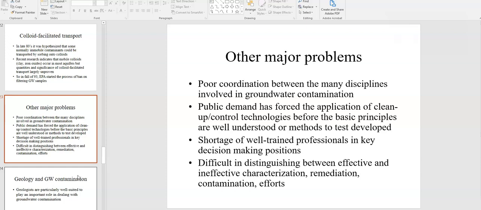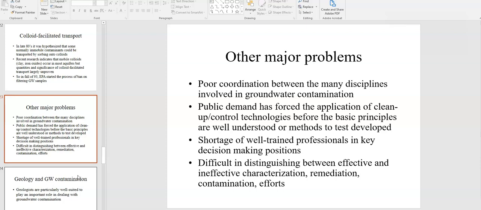Public demand has forced the application of cleanup technologies before the basic principles are well understood. Like if somebody comes up with a new idea for cleaning up a site, people are like, hey, let's try it out. And then you're like, well, I don't know if this is going to work or not. Sometimes people like trying something new that someone sells to them. There is a shortage of well-trained professionals in key decision-making processes.